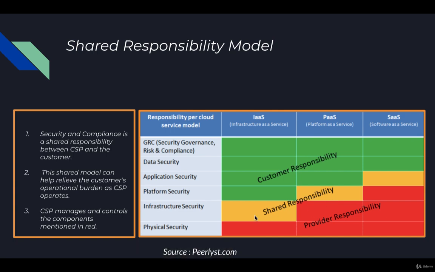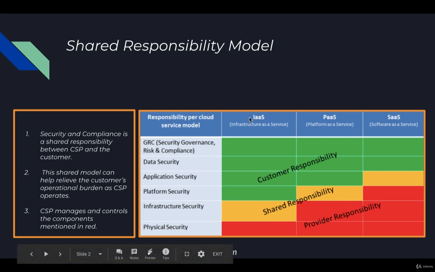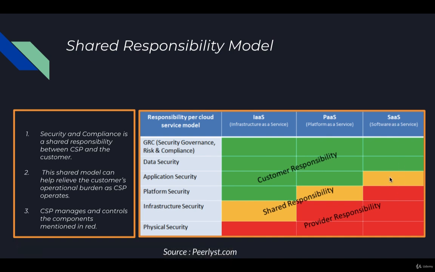So just to give you a quick tip: in infrastructure as a service, the infrastructure is a shared responsibility. In platform as a service, the platform is a shared responsibility. And in the case of SaaS, the application is a shared responsibility. All the layers above, which are mentioned in green, are the customer's responsibility, like maintaining and securing applications. You are building up the VMs and the applications, so ultimately the customer is responsible for that.